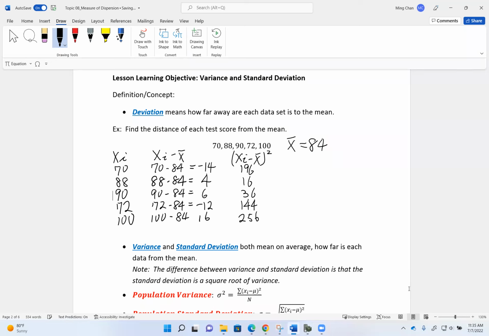256. Okay, so the reason why I'm squaring them is so they can all be positive values, because normally when we talk about distance, it's always a positive value. Now, if I sum all these numbers I just squared, I should get 648. If I add up all these numbers here, I should get 648.